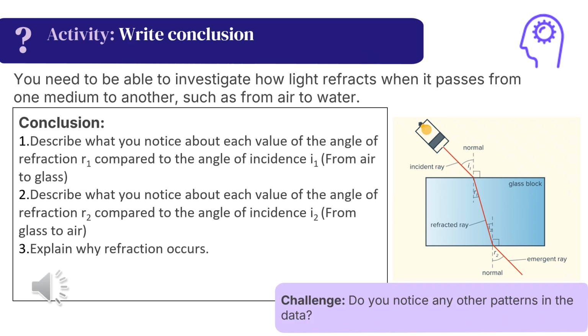When light goes from air into glass, the angle of refraction is smaller than the angle of incidence. The ray bends towards the normal. When light goes from glass into air, the angle of refraction is larger than the angle of incidence. The ray bends away from the normal. This happens because light slows down in denser materials like glass and speeds up in less dense materials like air. You may also notice that the entry angle equals the exit refraction, and the inside refraction equals the exit incidence.